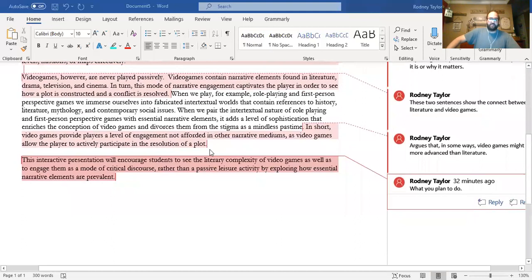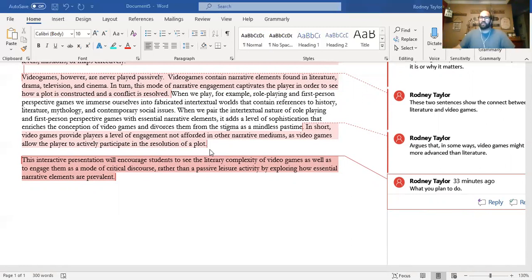It adds a level of sophistication, and so on. And then I'm saying that it's not this mindless pastime because, just like we seek out a book, we're seeking out video games for narrative. I mean, if you're just playing Candy Crush or shooters, that's one thing. But a lot of times people play video games for the narrative, and that's the argument I tried to make.